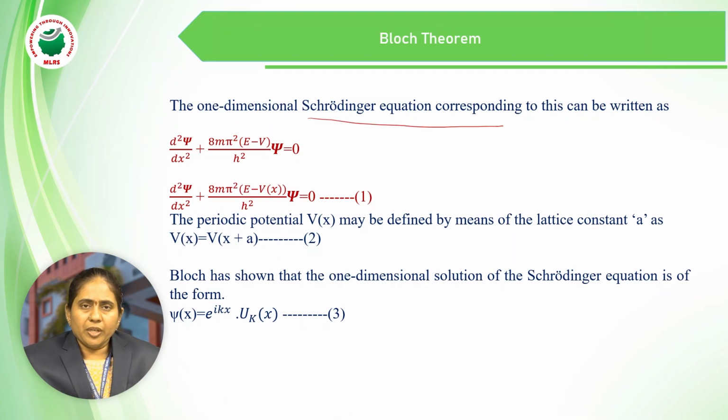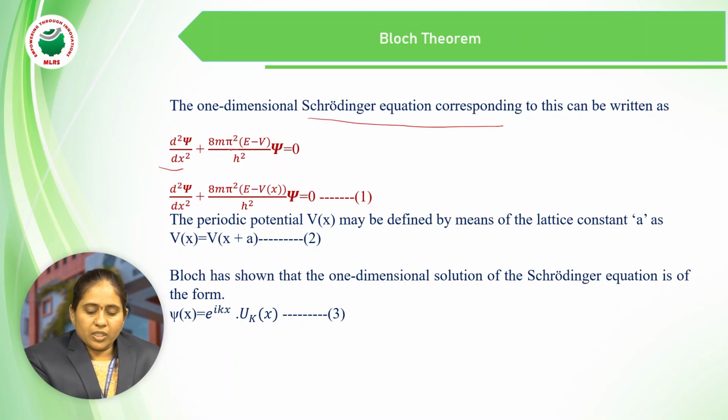So what is the time independent Schrodinger wave equation in one dimension? That is d square psi by dx square plus 8 pi square m into (E minus V) by h square, into psi, is equal to 0. This is the Schrodinger equation. So this is also a development of quantum mechanics.